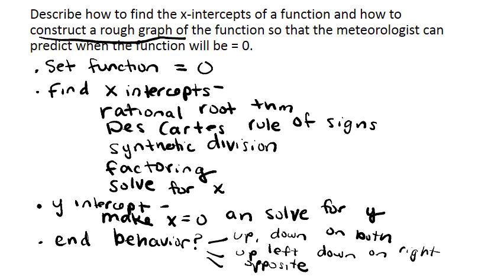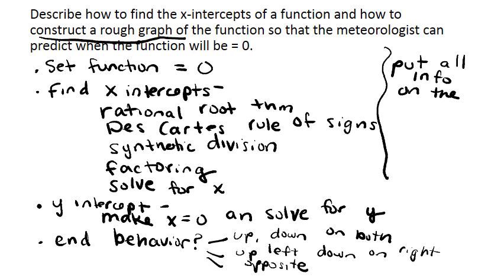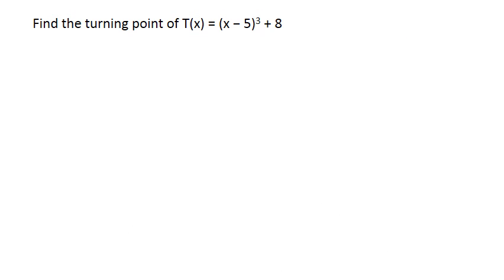Okay, so once I did all this, then I would put all this info that I found on the graph, and then carefully sketch the curve. And we know it's not going to be perfect. Okay, but that's overall what we would do, and you could explain this out in your own words. All right, then the next question, find the turning point.